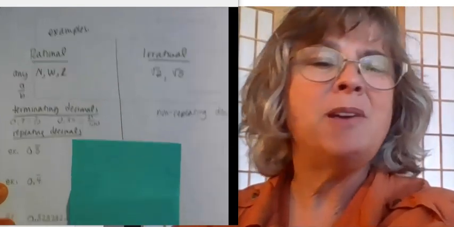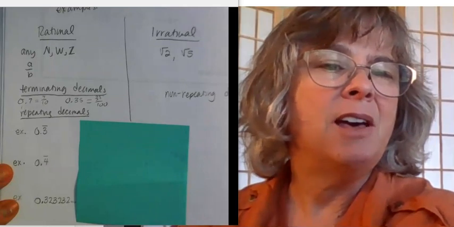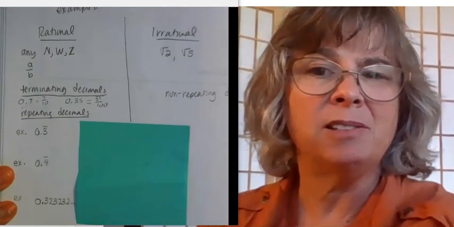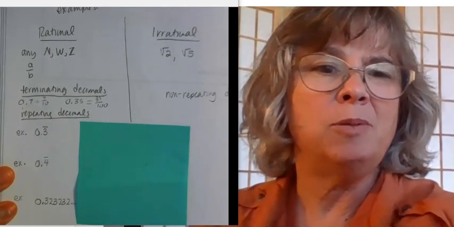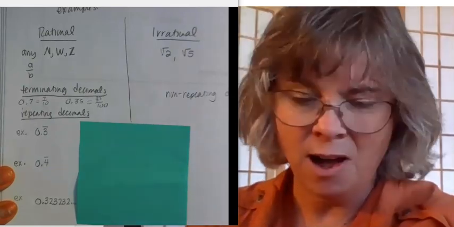If you have a repeating decimal, that is a number that can be expressed as the ratio of two integers, and I'll show you how and why in a second.